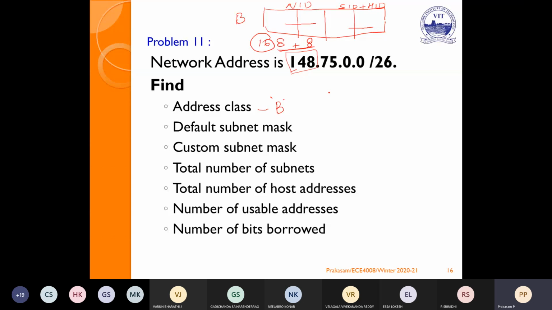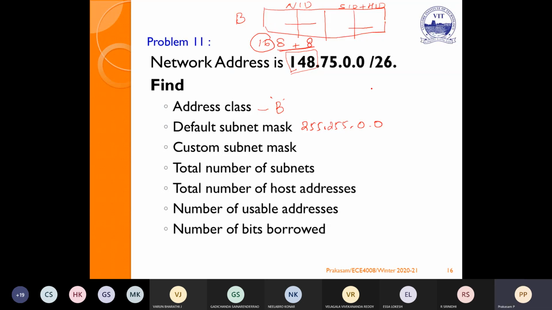So the default subnet mask means all the network ID bits will be 1. That is a mask. If you do an AND operation with the given IP address, it gives the respective starting address. So automatically the mask is all 1s. The first byte is 8 ones, so 255 dot. The second byte is also 8 ones, 255 dot, and the remaining are 0. This is the default subnet mask.